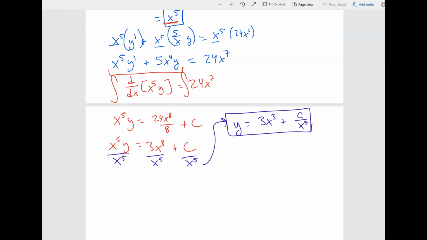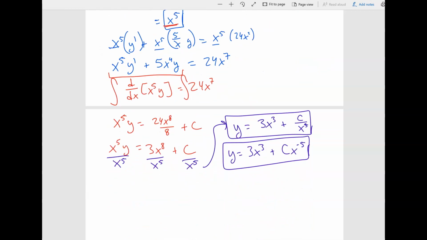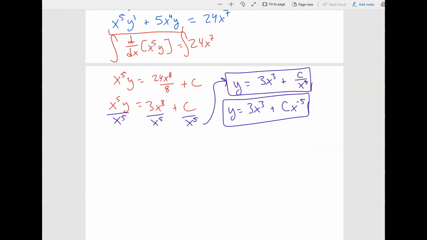So this is my solution. You can also write it as 3x to the 3rd power plus c x to the negative 5. This is still correct as well. Notice that this problem did not have an initial condition, so we leave the c by itself. If I had an initial condition, then I would be able to solve for it. All right, so now let's do another problem.